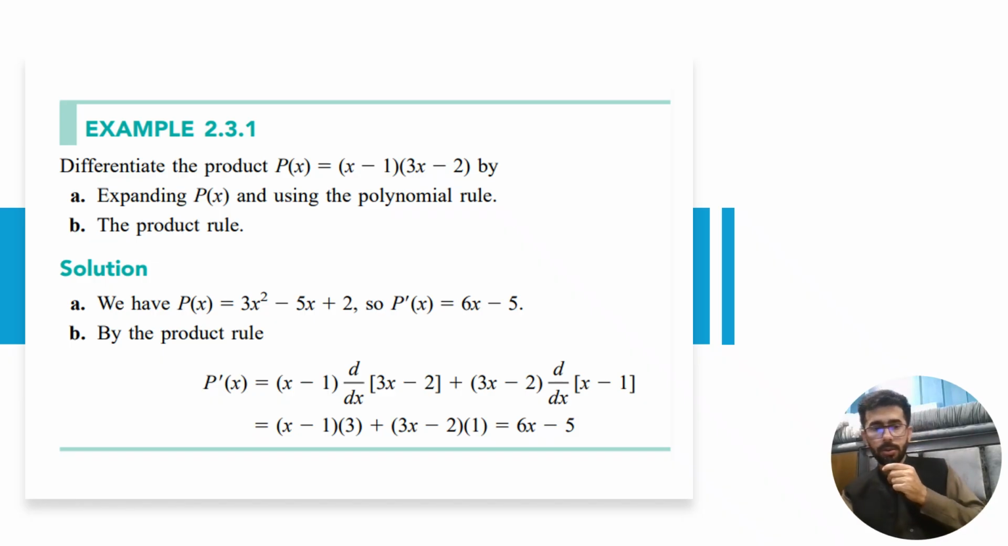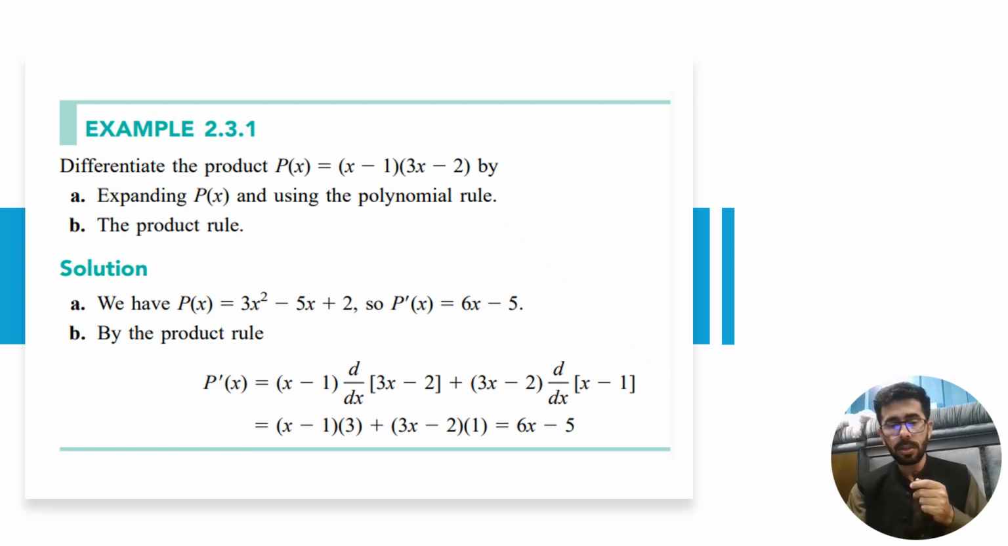We take the first example from your book. It's example 2.3.1. It says to find the derivative of this product. What product is given to us? It's a product of x minus 1 with 3x minus 2. So we have one function to be x minus 1, the other is 3x minus 2, but your book asks that we do it in two separate approaches. First, expand this polynomial and then find the derivative using the polynomial rule. By expansion, it means multiply all the terms and simplify them, then apply the derivative.